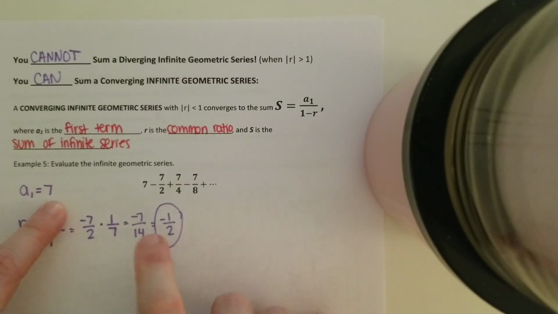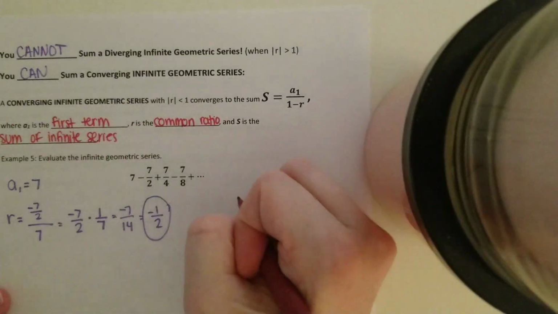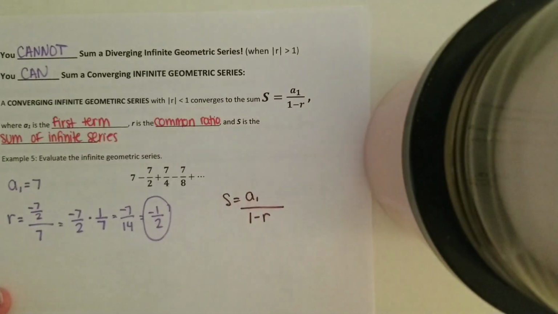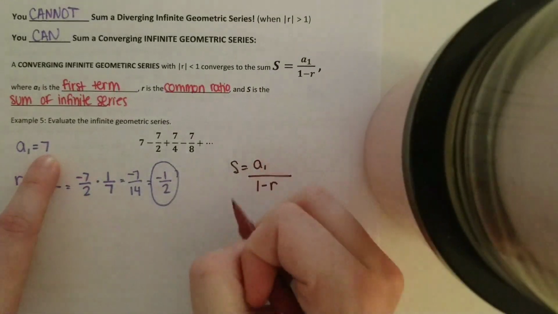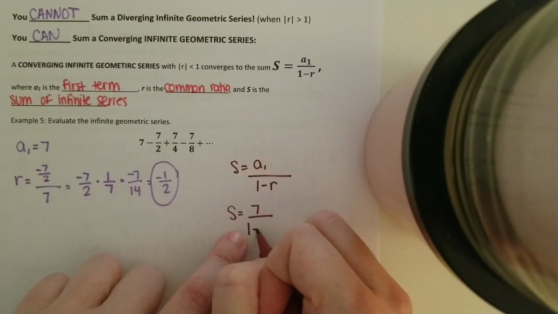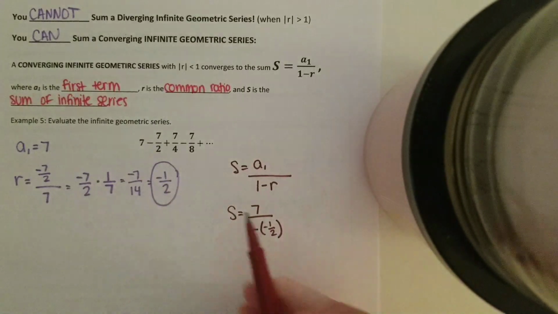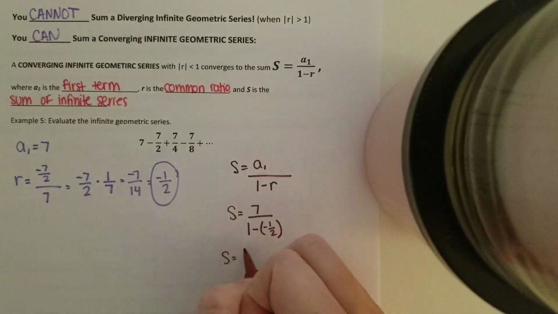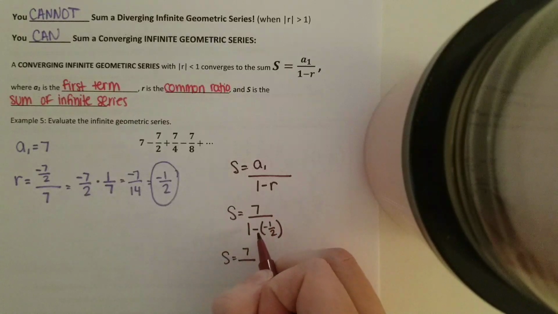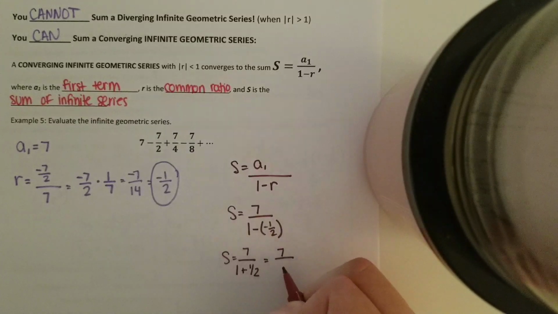So we have our A1 and our R. We're just going to plug it right on in here. So S equals A1 over 1 minus R. Our A1 is 7. So our sum equals 7 over 1 minus our R value, which is -1/2. So we're going to simplify our denominator. So our sum equals 7 over, this turns into 1 plus 1/2.